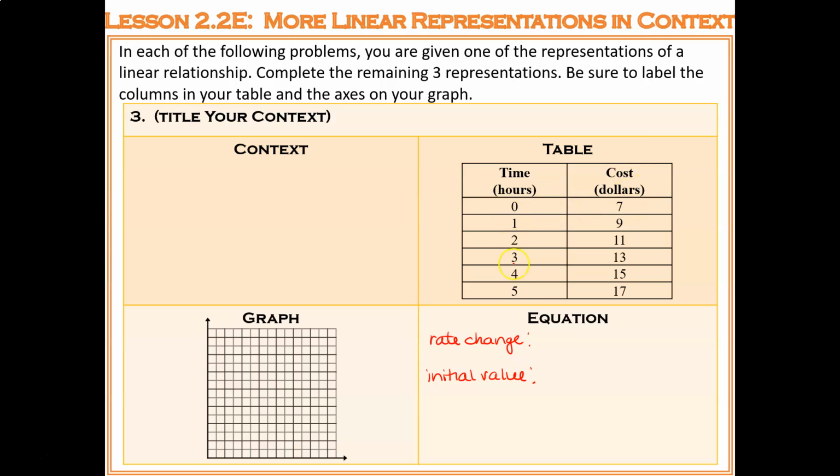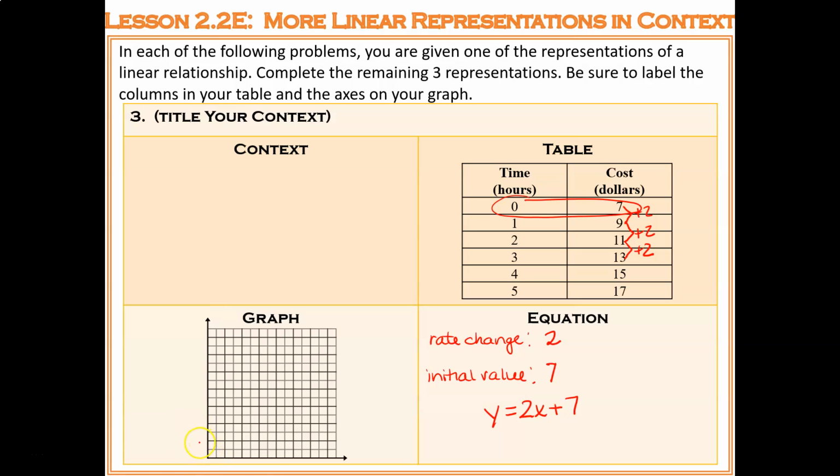So since we're going up by ones, we're going to look at the change. So I'm adding 2 here, I'm adding 2, adding 2. So our rate of change is 2. And here's where we find our initial value. X is 0. That means our y value is the initial value. So our equation is y equals 2x plus 7.